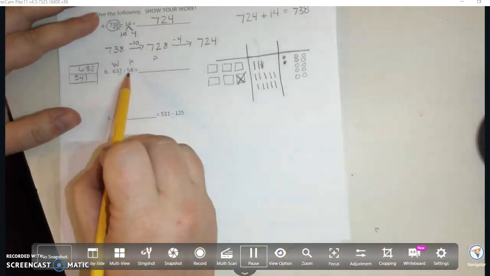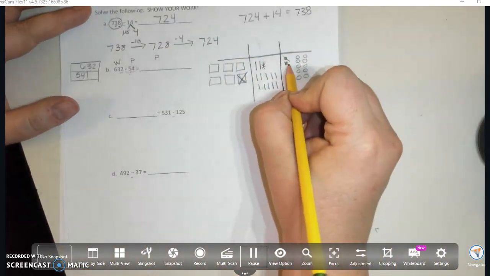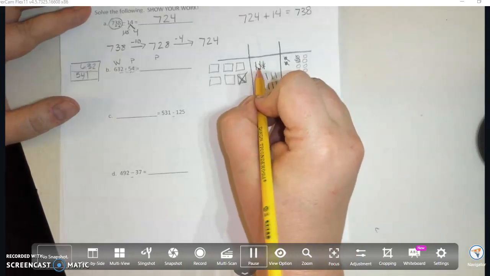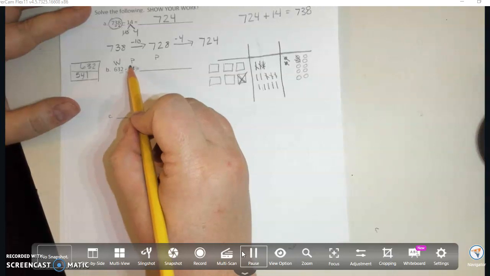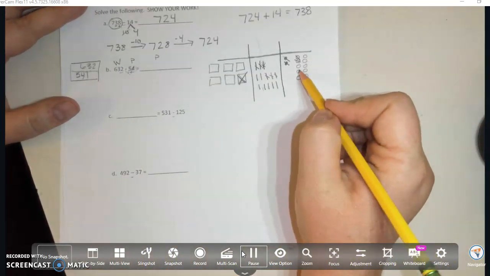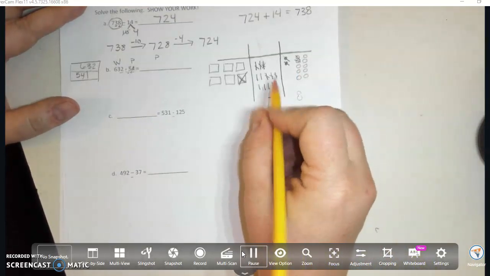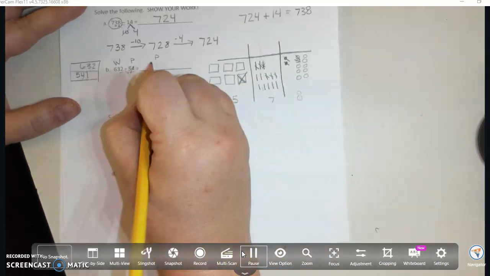And now I can remove my part. Let's do that. 4 ones. 1, 2, 3, 4, and 5 tens. 1, 2, 3, 4, 5. I've done my 4 ones and my 5 tens, and I can count up what I have left. 5, 6, 7, 8. 5, 6, 7. 3, 4, 5. 578 left.